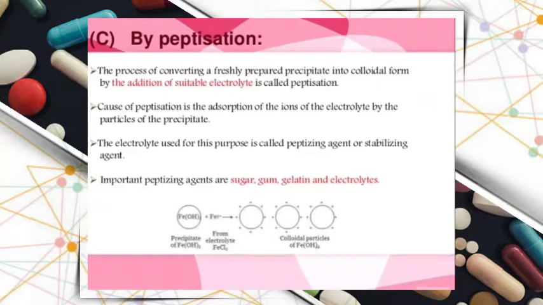The third is peptization. The process of converting a freshly prepared precipitate into colloidal form by the addition of a suitable electrolyte is called peptization. The cause of peptization is the adsorption of the ions of the electrolyte by the particles of the precipitate. The electrolyte used for this purpose is called a peptizing agent or stabilizing agent. The important peptizing agents are sugar, gum, gelatin and electrolytes.